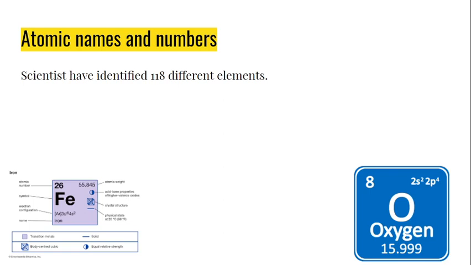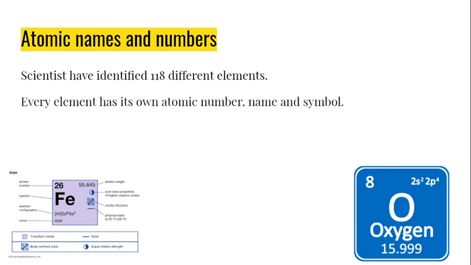Now, looking at this here, we have discovered 118 of them. Now, every element has its own atomic number, name, and symbol attached to it. Now, we talked about atomic numbers last class, and hopefully you guys remember that the atomic number is the number of protons that an atom has. That's its atomic number. So, the atomic number is different for every single element. That means every element can only have a certain number of protons. The name is different, and then the symbol is also different.